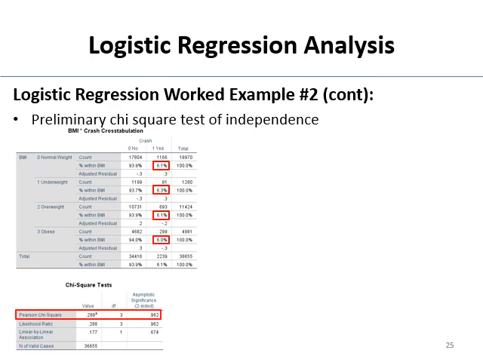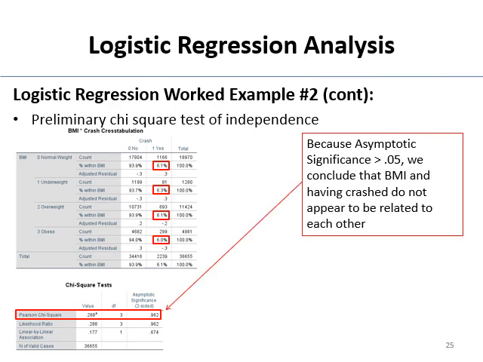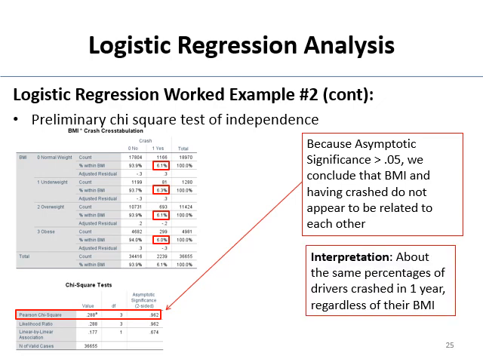Well, let's go down to our chi-square. Chi-square sig is 0.962, not less than 0.05. So what would we conclude? Well, BMI does not appear to be related to your odds of crashing in your first year. Which makes sense, right? Why would it be? So about the same percentages of drivers crashed in their first year regardless of their BMI.